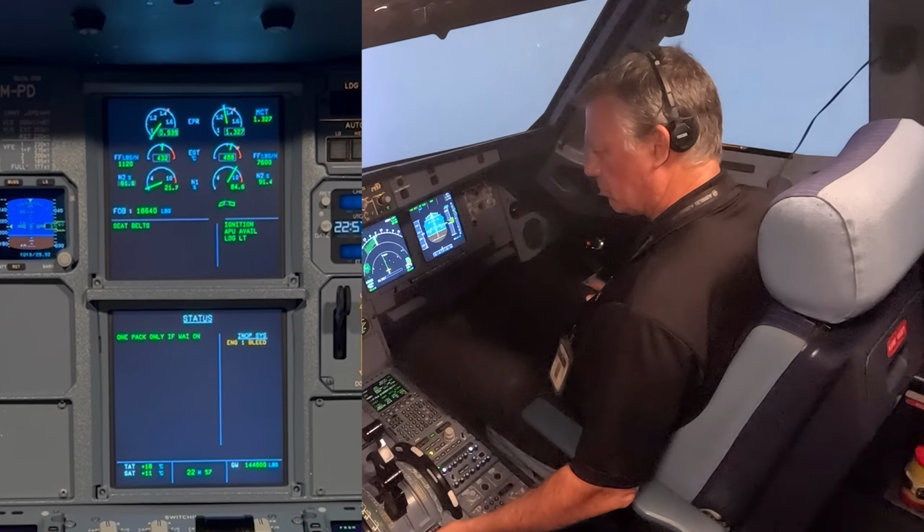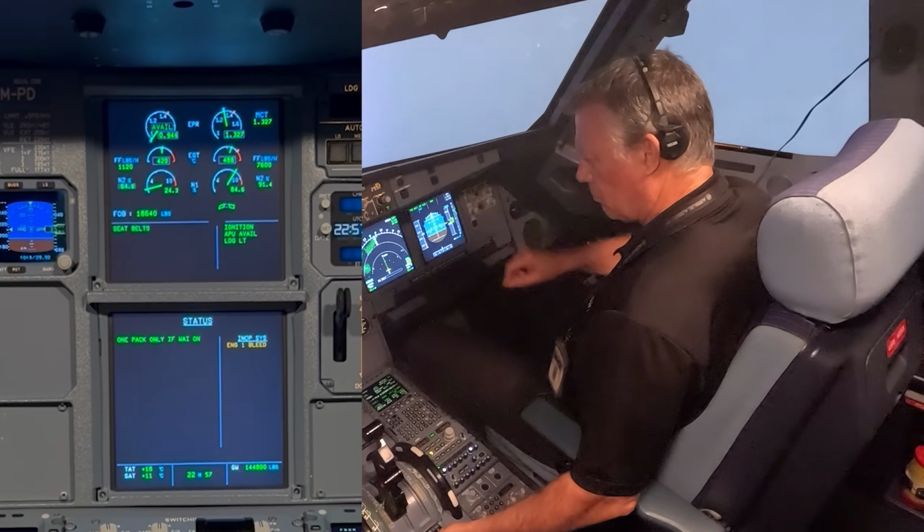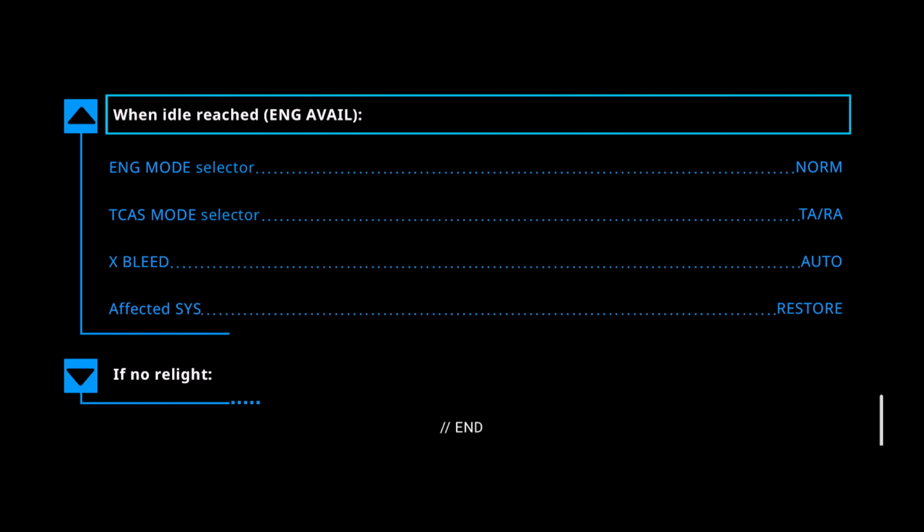Avail. Once you see the avail message within the engine parameters, the engine is considered successfully relit. Read and do the remainder of the QRH procedure, otherwise fulfill the if no relight actions within the same procedure.